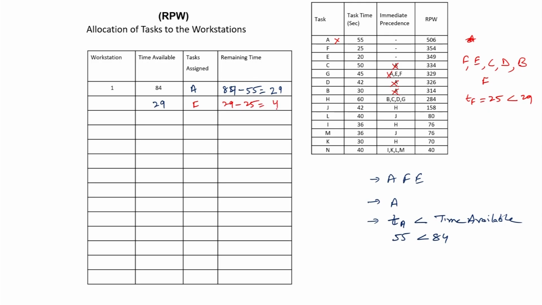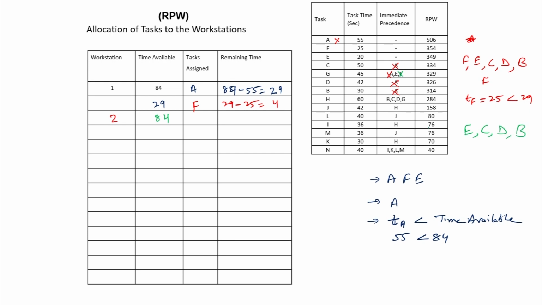Now, there is no element which is less than 4 seconds, which means I cannot assign any other element to this. Now, I will open workstation number 2 and repeat the same steps for it. Let us do one step of this. The time available for workstation number 2 is 84 seconds, and after assigning F, I will delete F from this list.